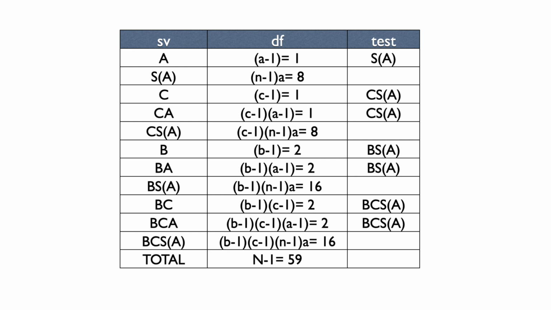Okay, questions on just the entries on the left side, the source of variation entries. Any questions on those? How I got them?